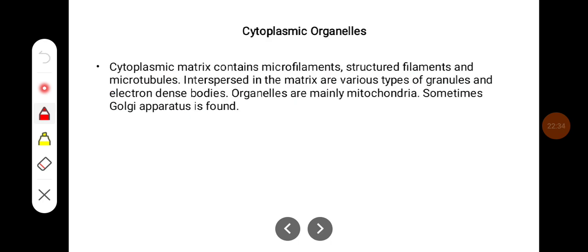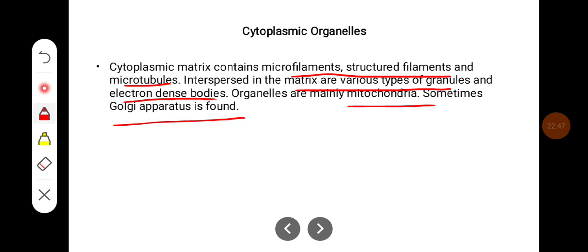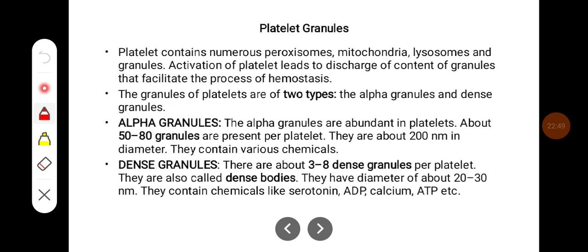Cytoplasmic matrix contains microfilaments, structured filaments, and microtubules. Interspersed with the matrix are various types of granules and electron dense bodies. Organelles are mainly mitochondria, sometimes Golgi apparatus is found. Platelet contains numerous peroxisomes, mitochondria, lysosomes, and granules. Activation of platelet leads to discharge of contents of granules that facilitates the process of hemostasis.